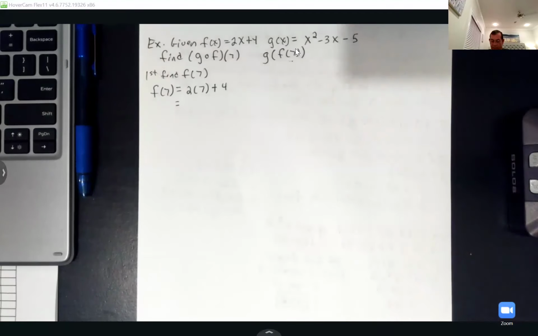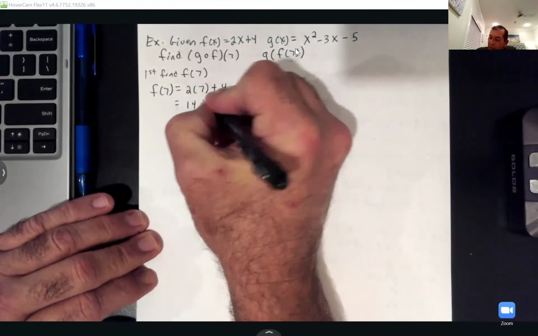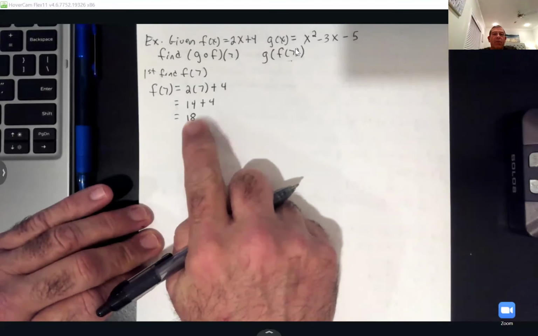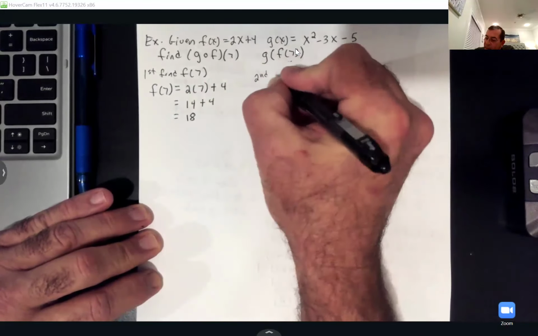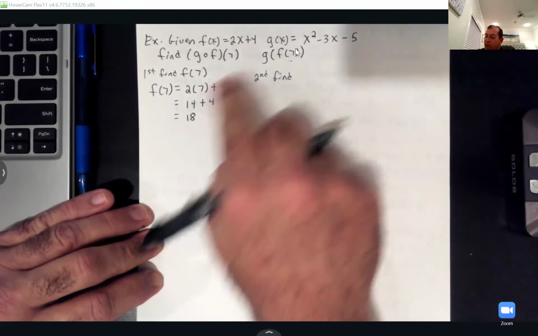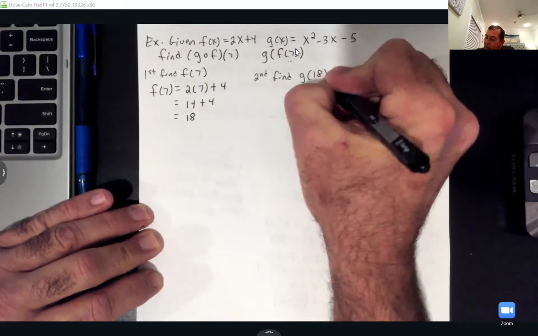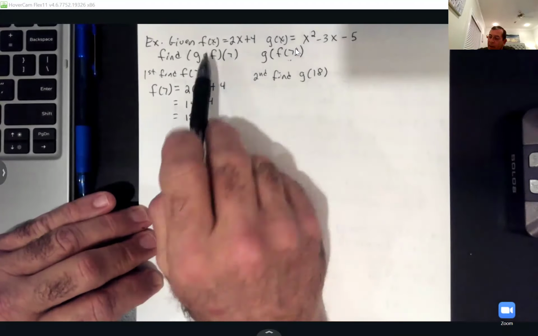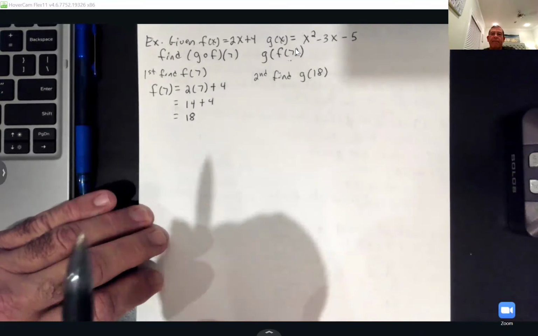All right, y'all. So on that one, starting with the multiplication, I get 2 times 7 is 14 plus 4, which will give us 18. So now we know F of 7 is 18. So secondly, we will find G of that 18. Okay, y'all, so just keep up with the order on these, okay? They always sort of go right to left. 7 into F, that into the G, okay?